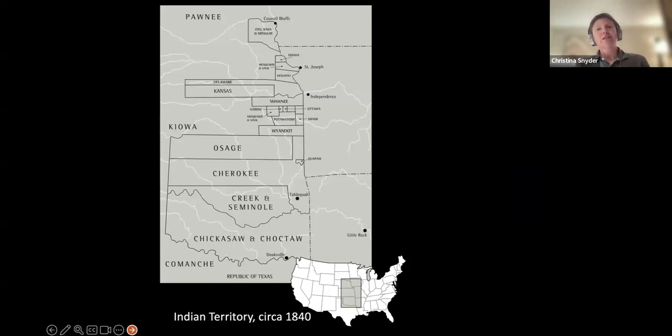So these were the tribal nations who were forced to Indian Territory. As you can see, in 1840, it's much larger than the space that it eventually became in the later 19th century. But already by 1840, we see all these diverse nations who are being forced to live in much closer quarters than ever before. And many of them had been students at Choctaw Academy.